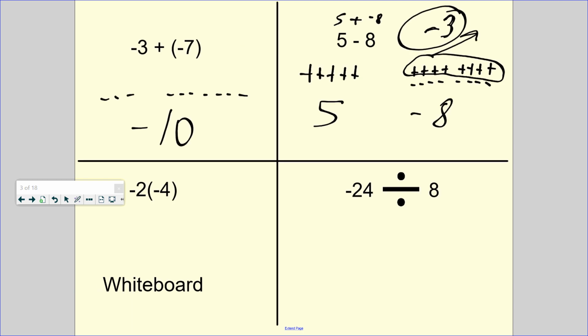Next one. This is multiplication. What is 2 times 4? 8. What's the opposite of a negative? Positive. Because the opposite of a negative cancels out, it becomes a positive. And what is negative 24 divided into 8 groups? First of all, 24 divided by 8 is 3. Opposite, negative 3. Let's practice 4 more examples.